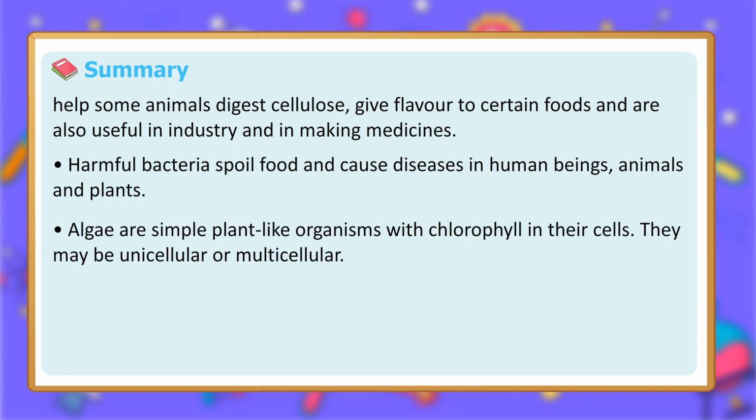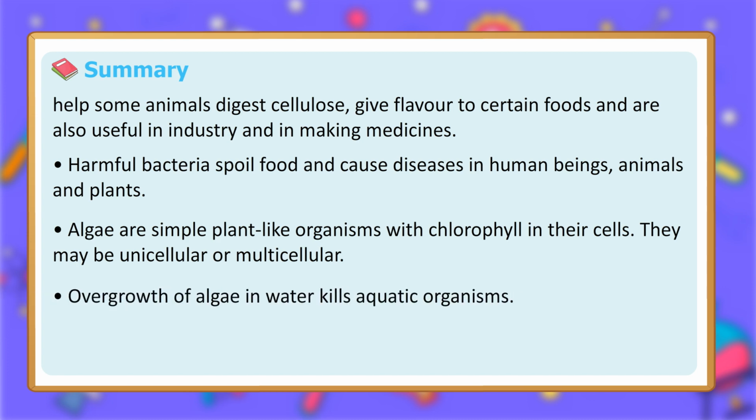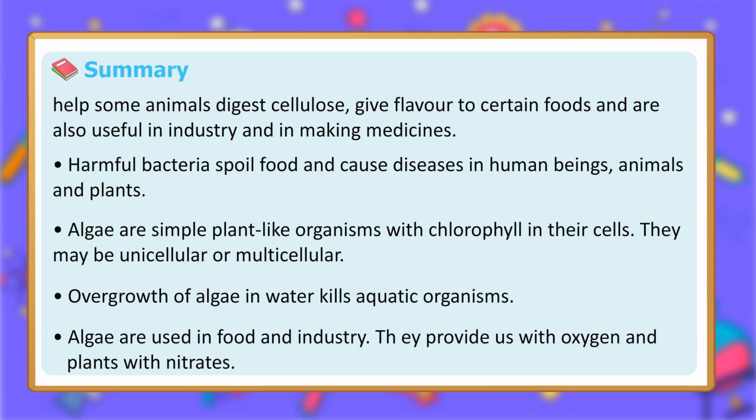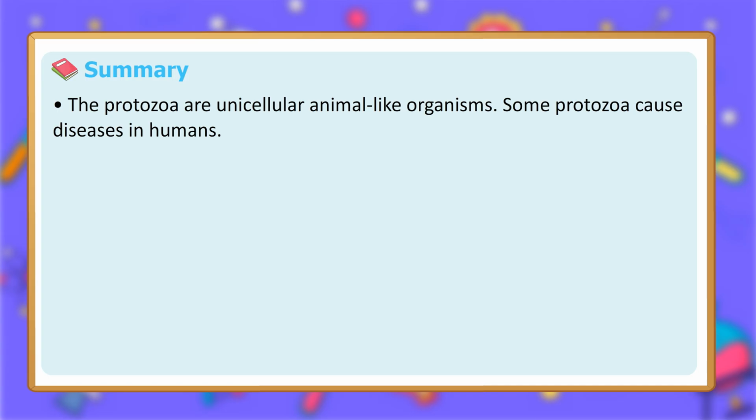Algae are simple plant-like organisms with chlorophyll in their cells. They may be unicellular or multicellular. Overgrowth of algae in water kills aquatic organisms. Algae are used in food and industry. They provide us with oxygen and plants with nitrates. The protozoa are unicellular animal-like organisms. Some protozoa cause diseases in humans.